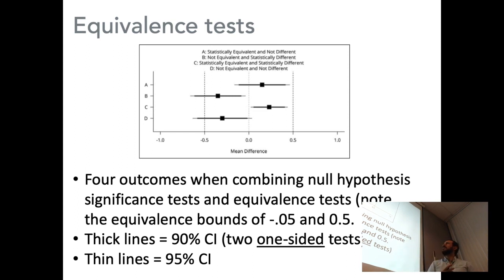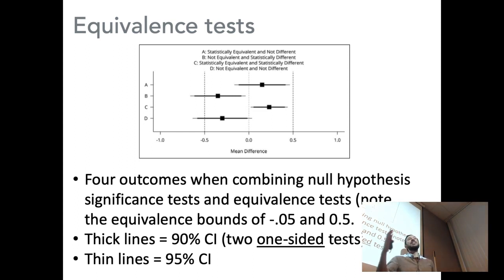For effect B, because the thick line crosses your equivalence bound, we would say these effects are not equivalent. And because the 95% thin line doesn't cross 0, we would say it is also significantly different. This is your conventional result. We had a significantly different result between groups, and these weren't equivalent. Number 3 is that these were equivalent, but also statistically different.